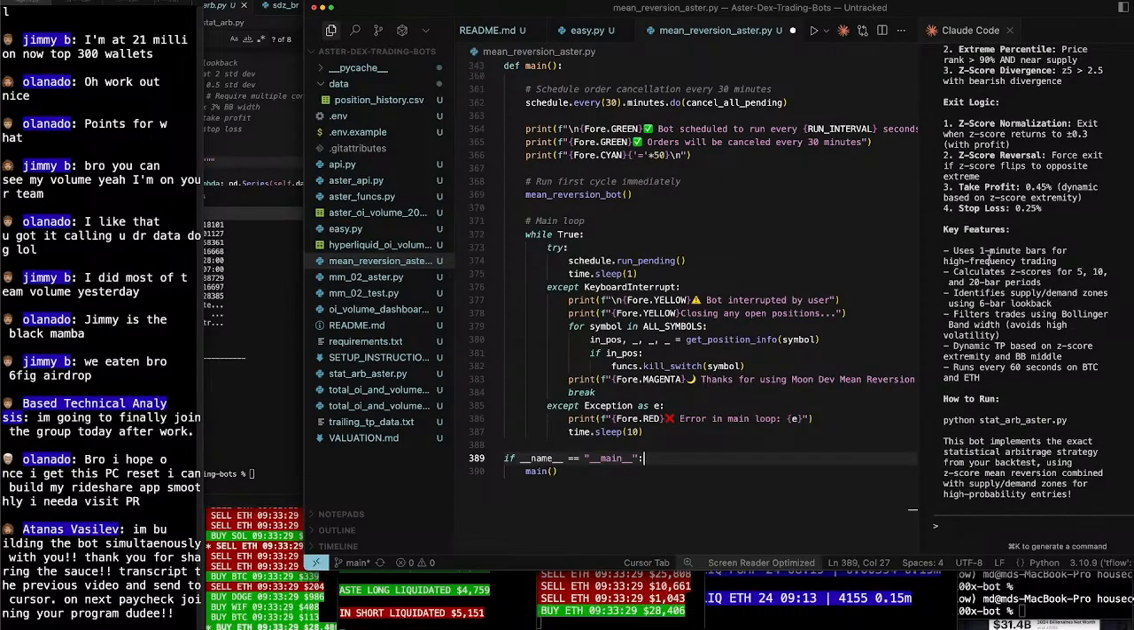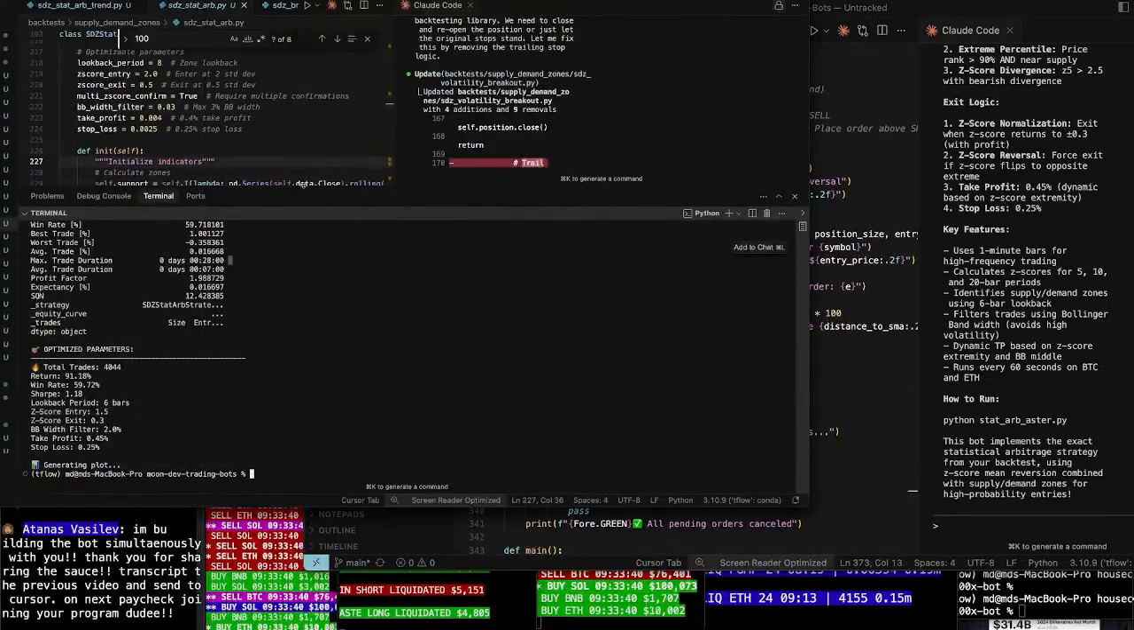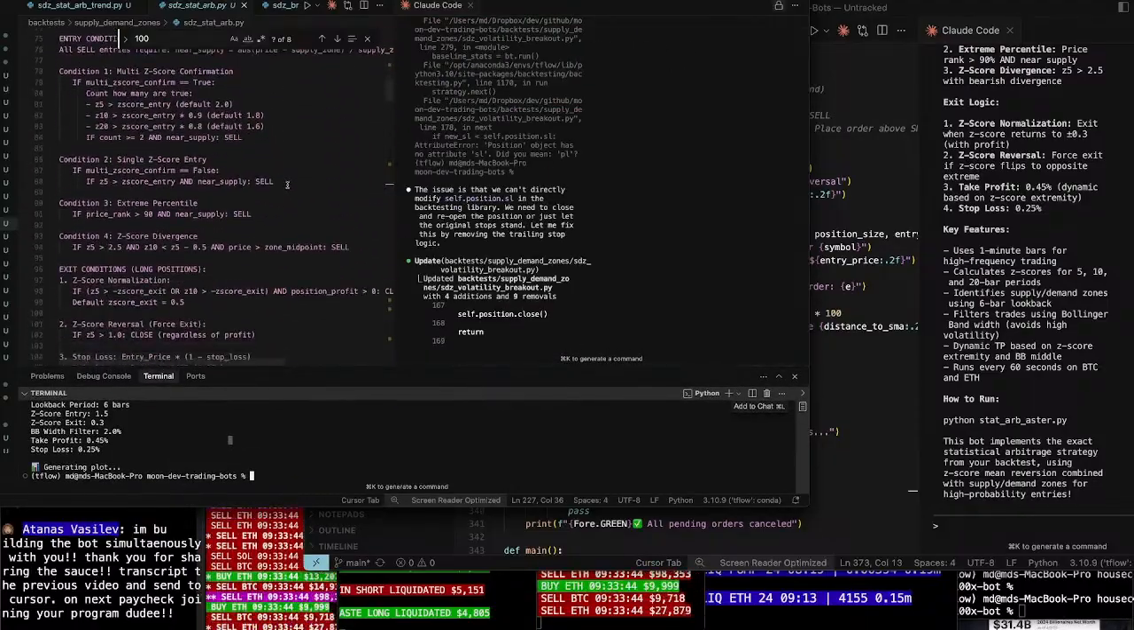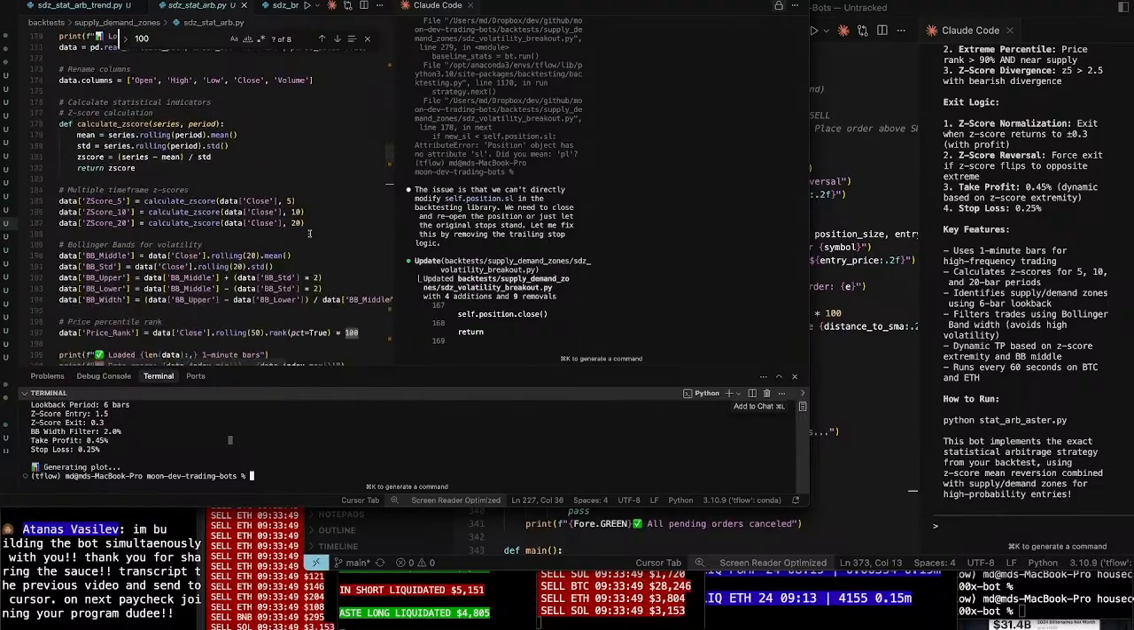Key features: uses 1 minute bars for high frequency trading, calculates Z-score for 5, 10, and 20 bars. Let's make sure that it's using the 1 minute bars here on this backtest as well. We don't want to do anything different than the backtest shows. 1 minute bars, let's get it.